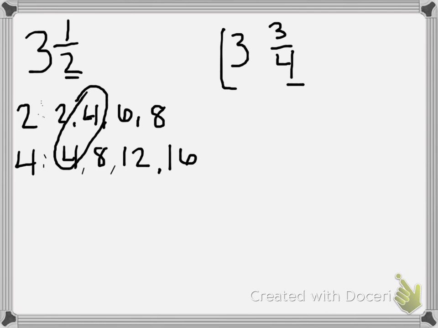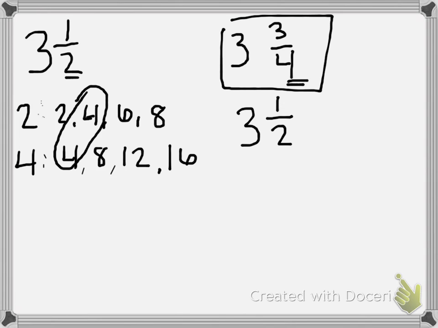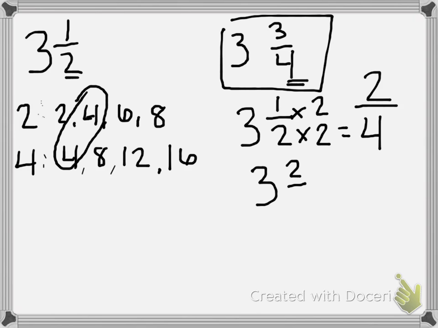My 3 3/4, I already have 4 as a denominator, so I don't need to change that. My 3 1/2, however, needs to be changed to have a 4. So in order to change my 2 to a 4, I'm going to multiply it by 2. Since I multiplied my denominator by 2, I need to multiply my numerator times 2. 1 times 2 is 2. So my new fraction is 3 2/4. I'm going to go to a new slide.